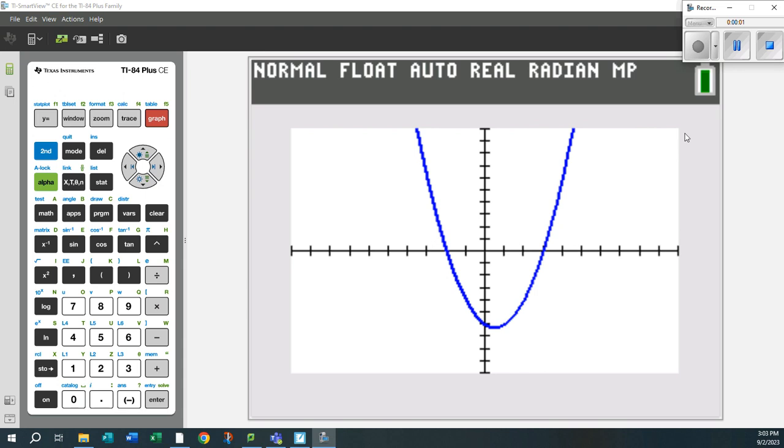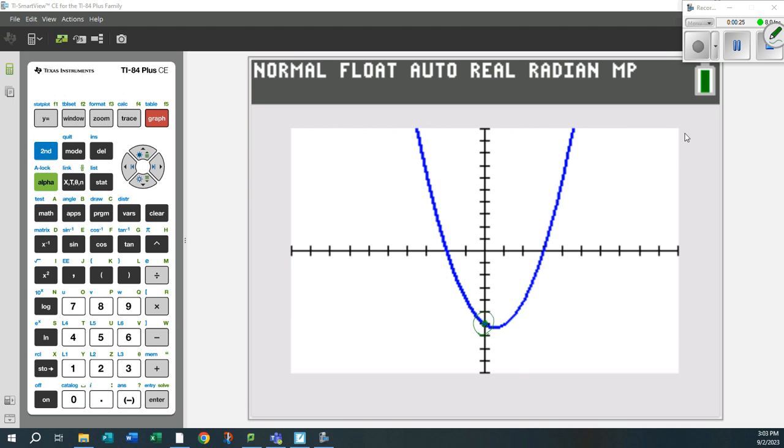The last thing I'm going to teach you today on these podcasts. I teach you a lot more when it comes to using your calculator, but for right now, this is all I'm going to teach you up to this point. Check this out. What if I wanted to find the y-intercept? You know the y-intercept looks like it should be right about here.